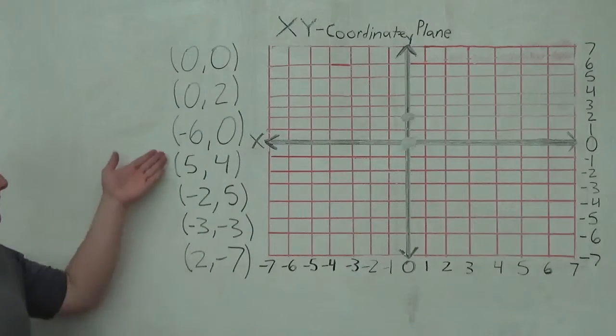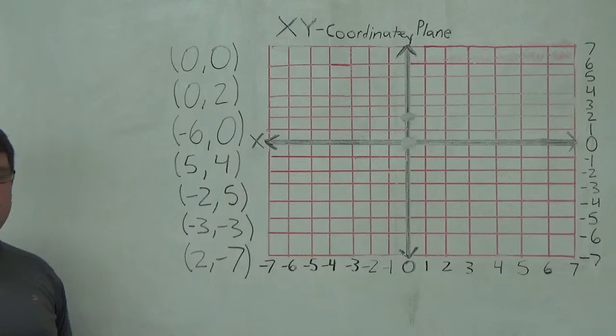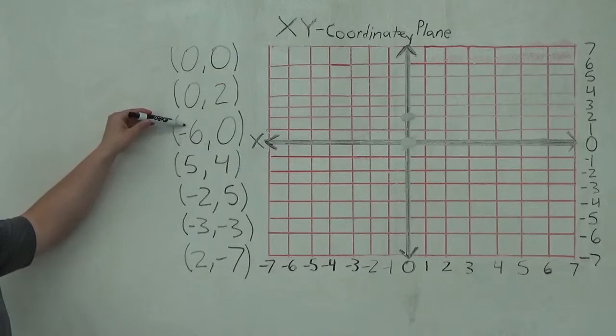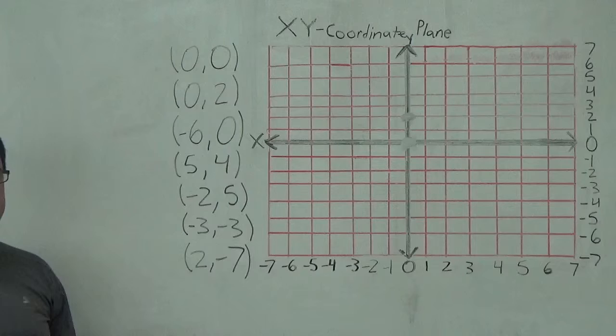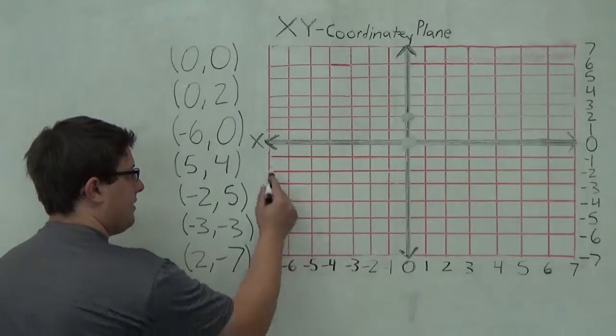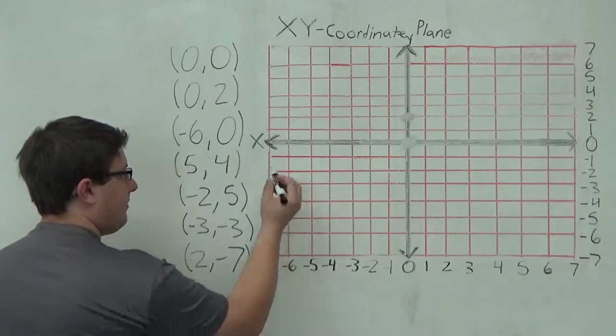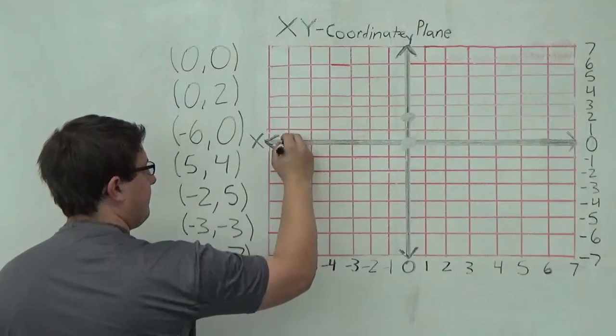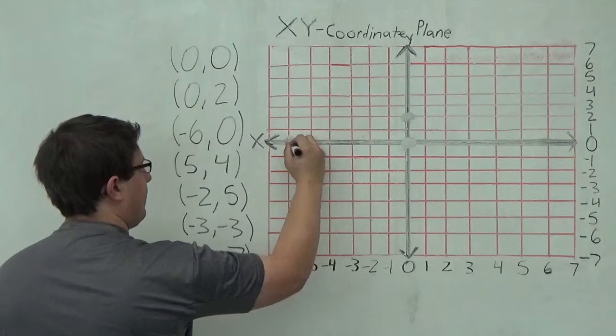And now the next point, -6, 0. We know that x equals -6 is one of the locations, and y is equal to 0 here. So where x equals -6, right here, y equals 0, right here. Another point would go right here.